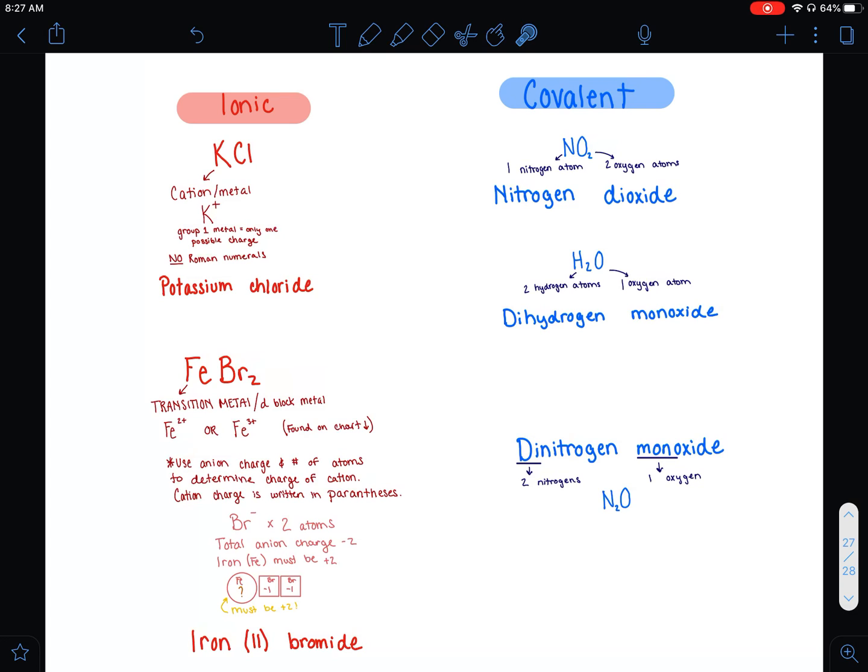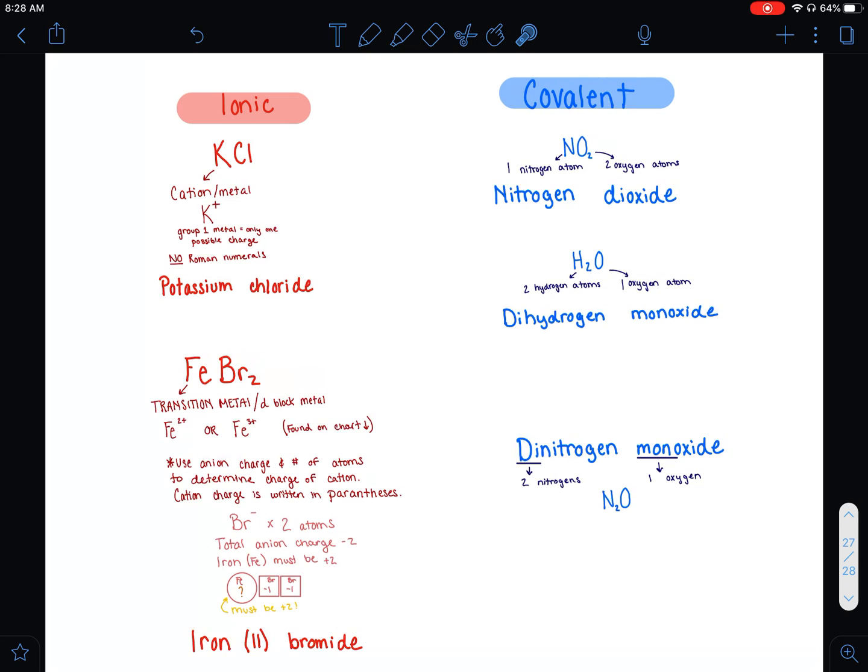Ionic is not as straightforward with telling the number of atoms of each because we use the charge to figure out the name and the formula. So if we were given KCl, we would see that potassium is a cation or metal. It has a positive 1 charge because it's in group 1, and knowing that it is in group 1 is really all we need, because then that tells us we do not need to use Roman numerals to indicate the charge. It's known. So the name of this is potassium chloride.